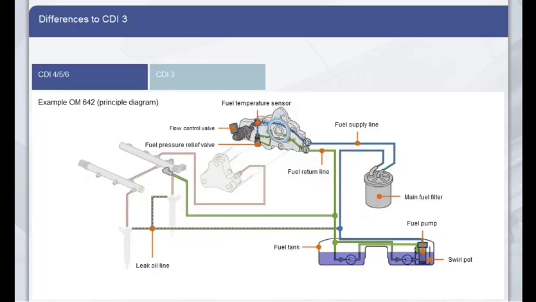Maybe you have already noticed the difference between the two low-pressure systems. Compare the two systems once again and then click on the components in the low-pressure system of the 642 engine that you think have changed.